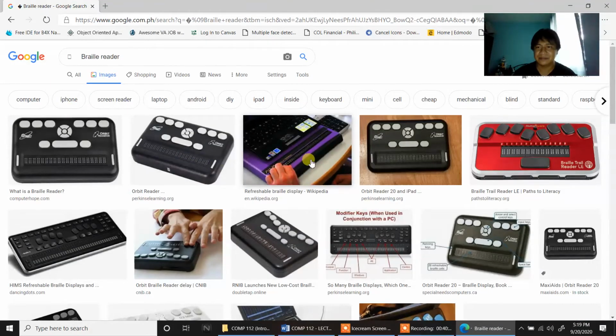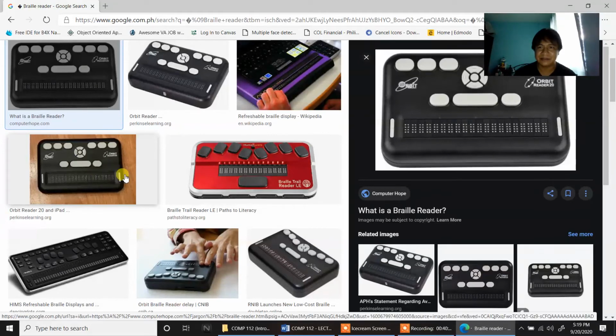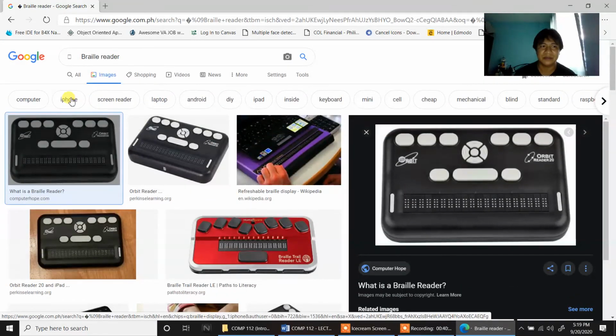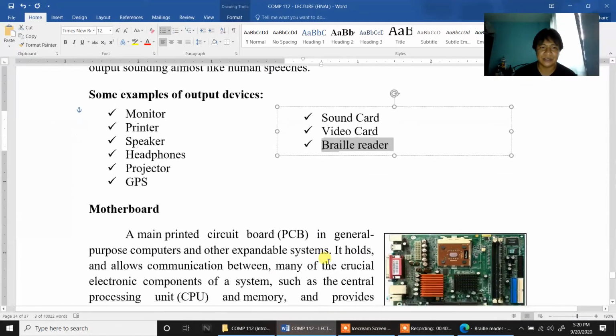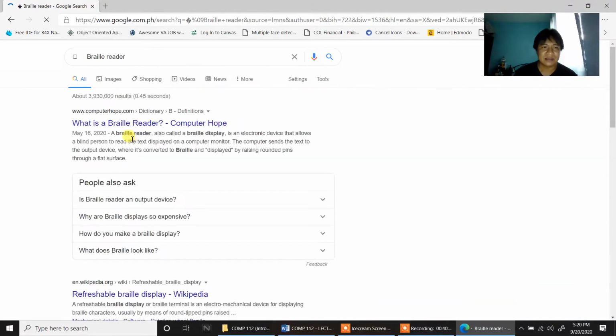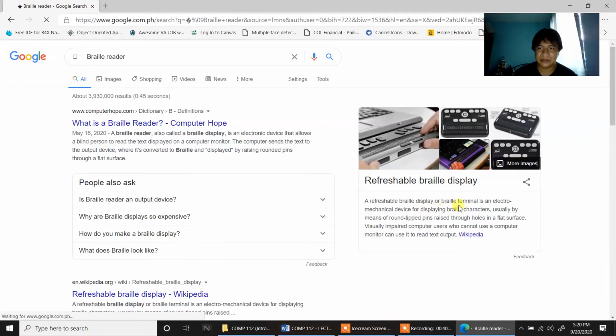What do you think it is used for? It is for people with disability, mostly the blind. If we check the definition of a Braille reader: an electromechanical display used by means of round-tip pins raised through a flat surface, for visually impaired computer users. Those who are impaired, the blind.